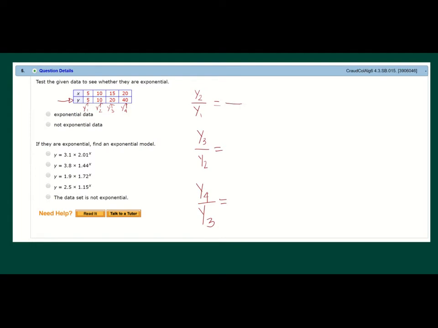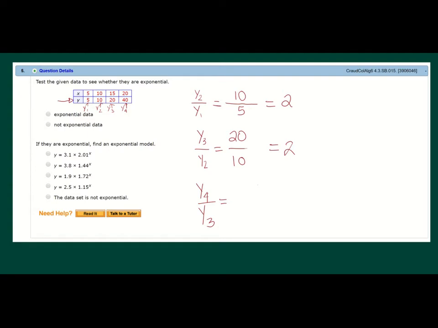All right, so let's go ahead and substitute in these values. y2 is 10, y1 is 5. Put this in your calculator, or maybe you just know 10 divided by 5 is 2. Let's do the next one. y3 is 20, y2 is 10. We can divide that out and we're going to get a value of 2.